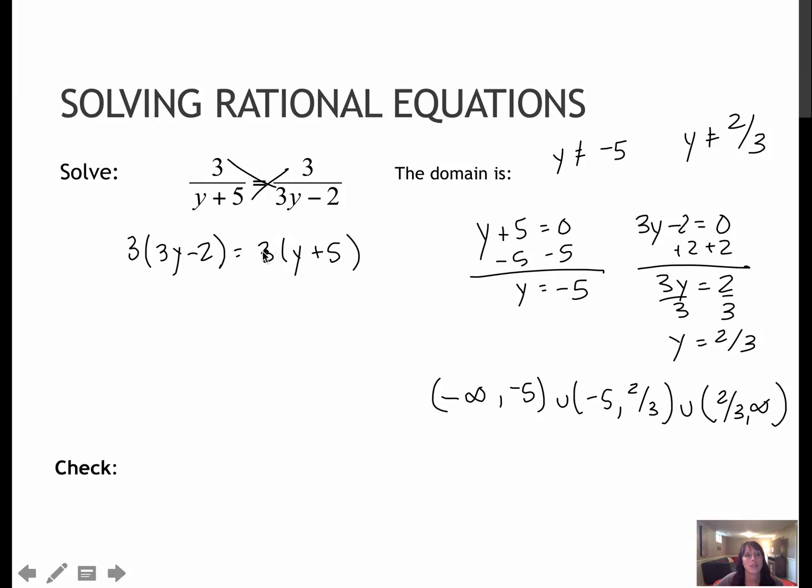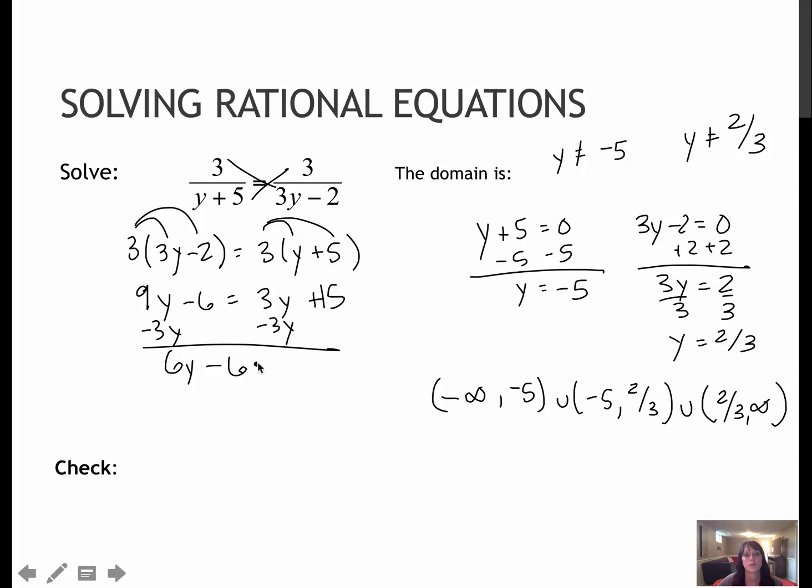I could go ahead and divide by 3 on each side at this point, which would make it easier. Most probably wouldn't see that, so I'm going to go ahead and distribute. 9y minus 6 equals 3y plus 15. Subtract your 3y from each side. And now divide by 6.